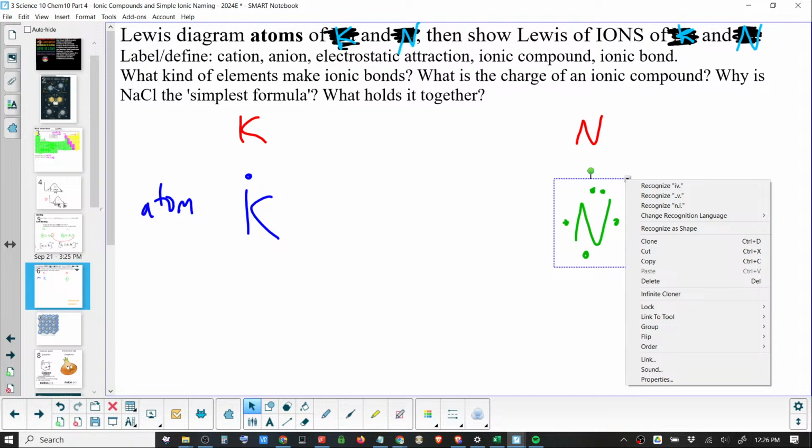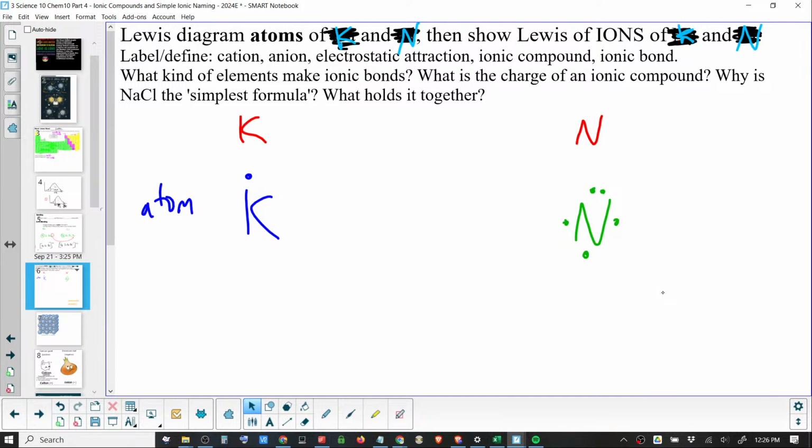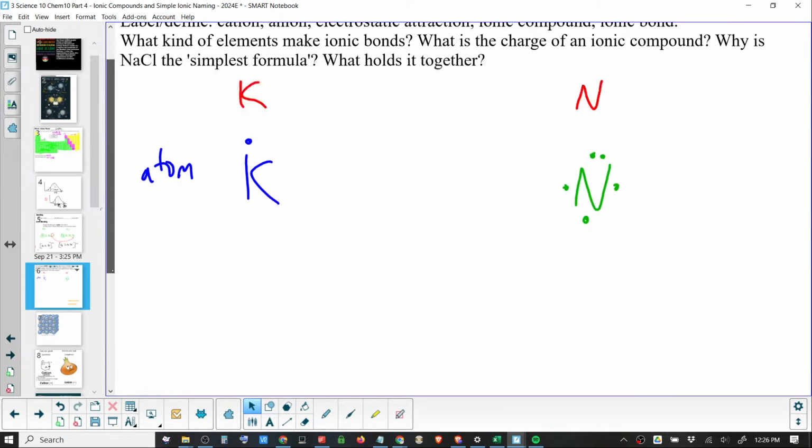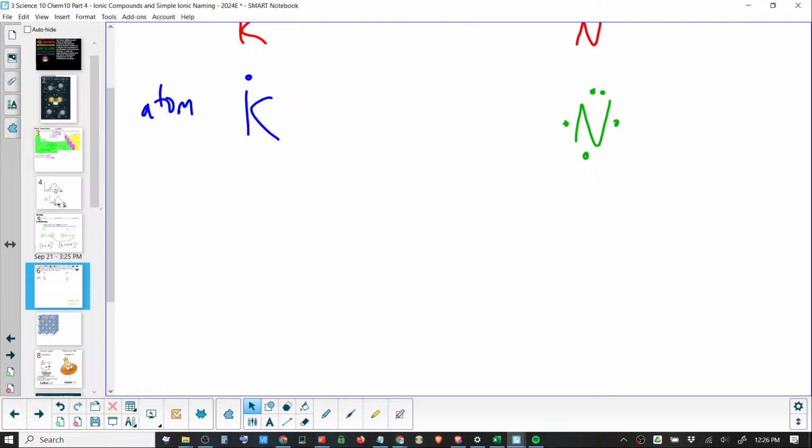So it would be a full shell, but we don't draw the second one. We just leave it on the edge. So I just put 0. That's all I need. Okay, I did it.